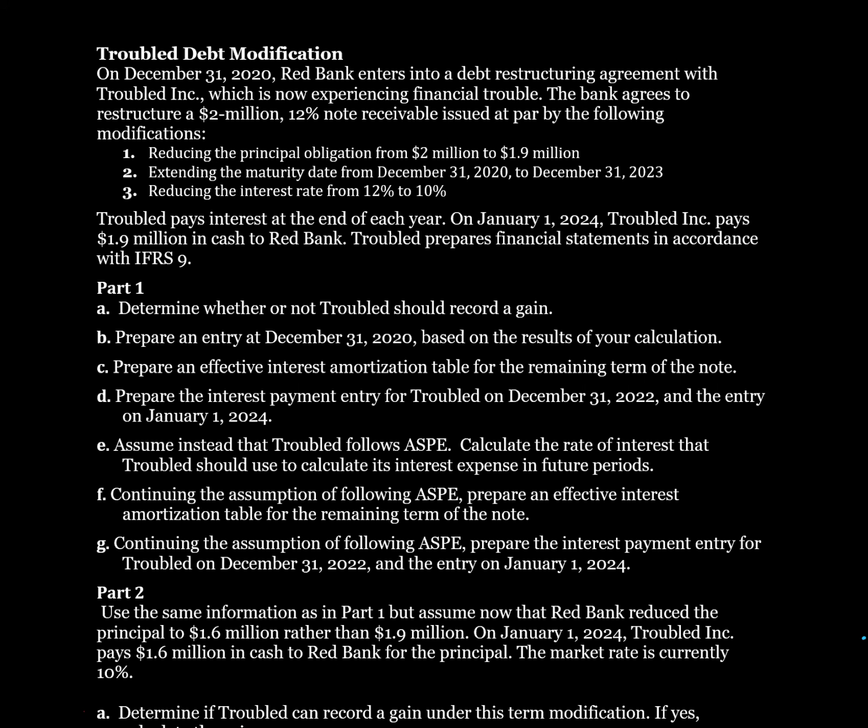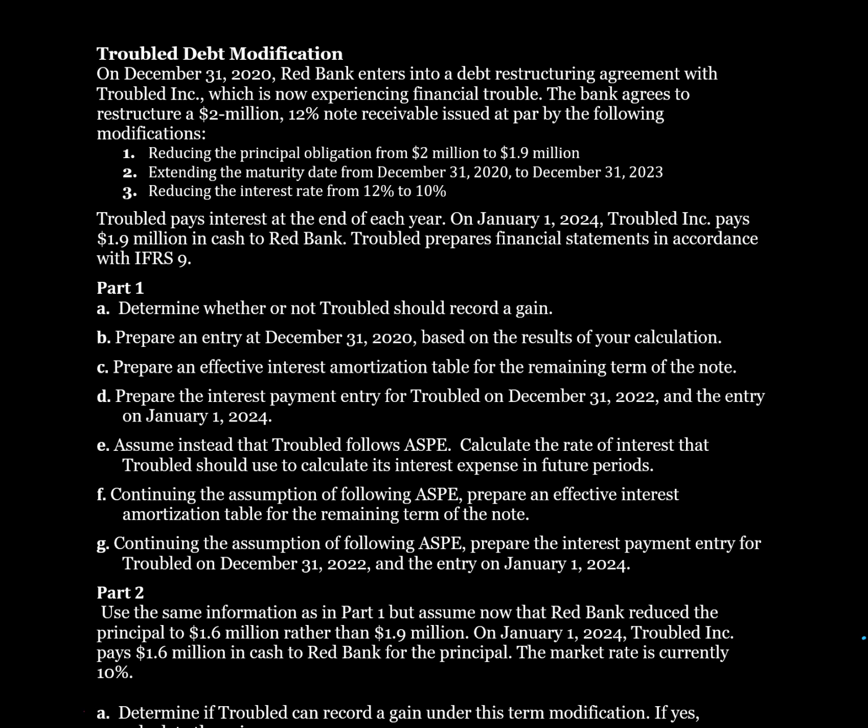This question will walk through the accounting for troubled debt modification. On December 31st, 2020, Red Bank enters into a debt restructuring agreement with Troubled Inc., which is now experiencing financial trouble. The bank agrees to restructure a $2 million 12% note receivable issued at par by the following modifications: reducing the principal obligation from $2 million to $1.9 million, extending the maturity date from December 31st, 2020 to December 31st, 2023, reducing the interest rate from 12% to 10%.